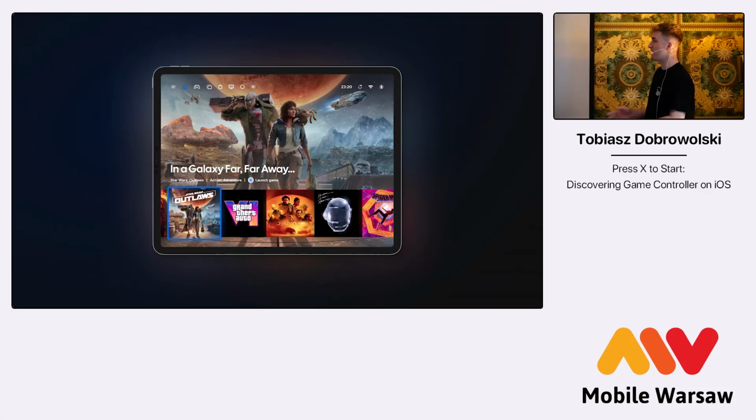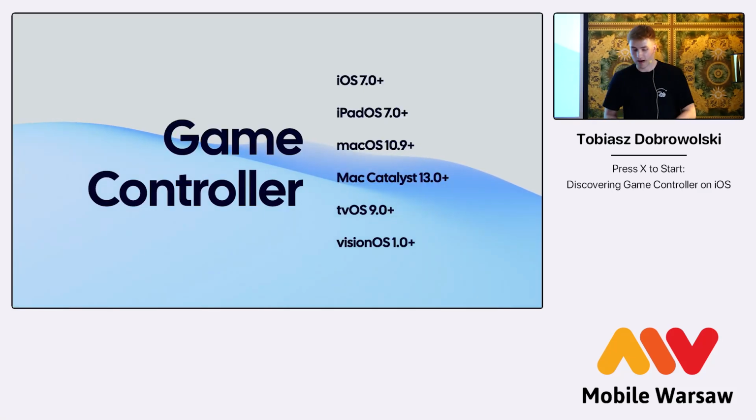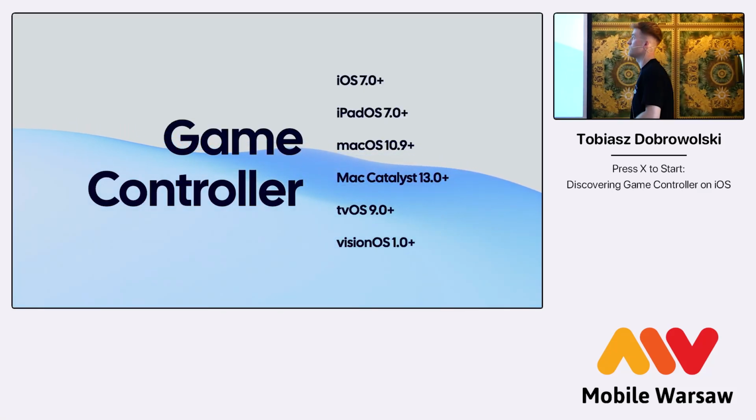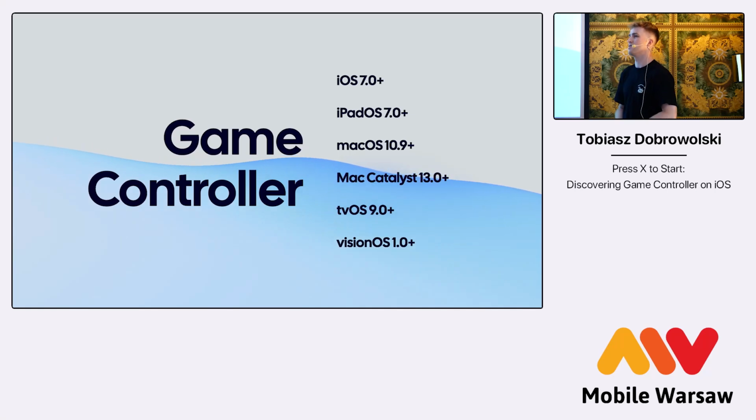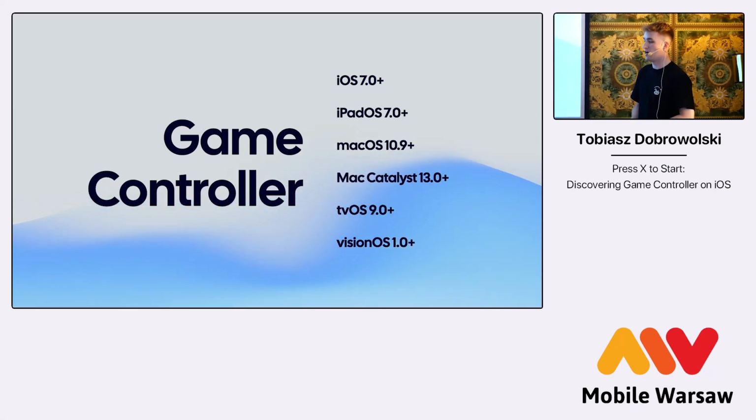But the key to the concept was to control it with the game controller and touch, so you can swipe all the things, touch all the things. It works just like that, and you can also connect the controller and the app will respond to the actions. It's powered by the game controller framework, which isn't new. It was actually announced 11 years ago with iOS 7, I think. Most of the features that I will show you are available from iOS 14.5, where support for the new controllers was added.